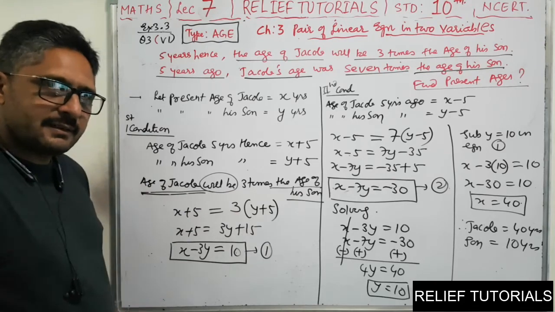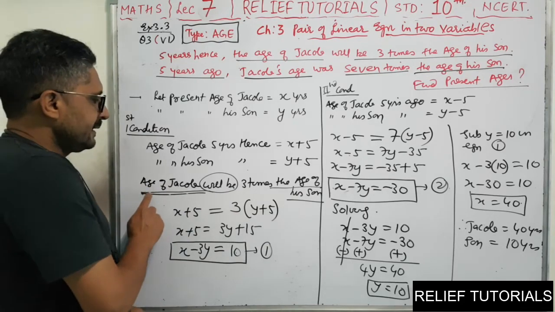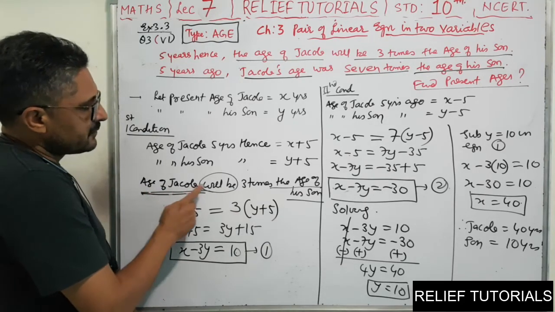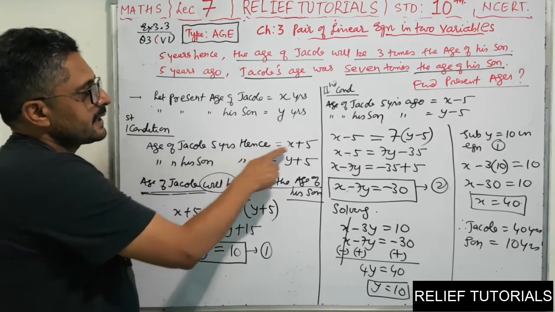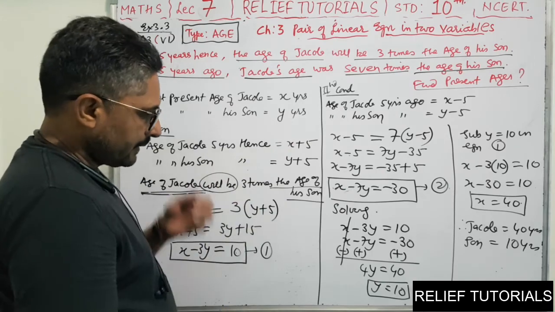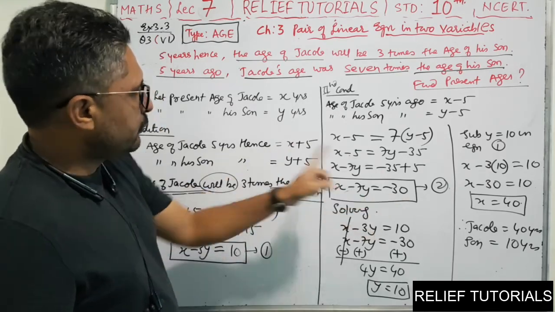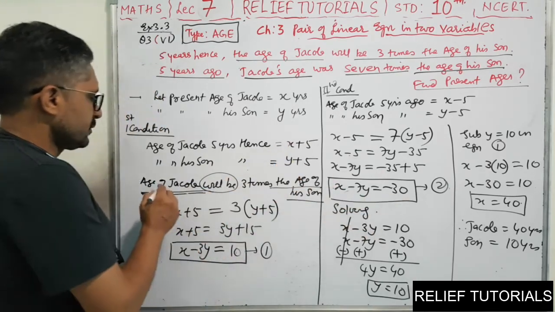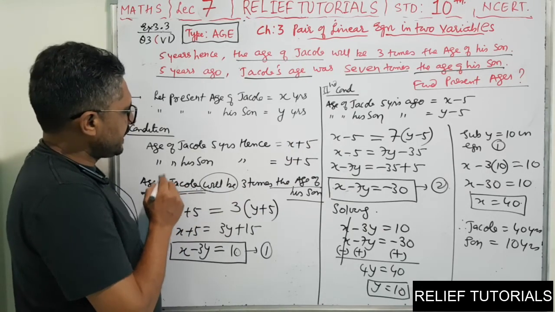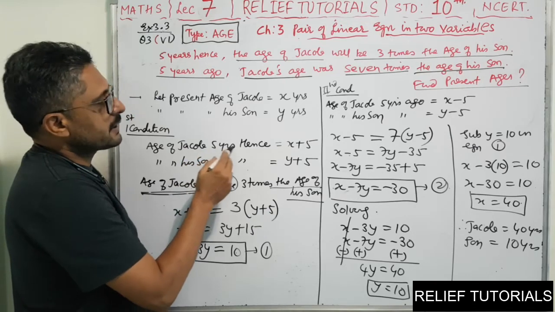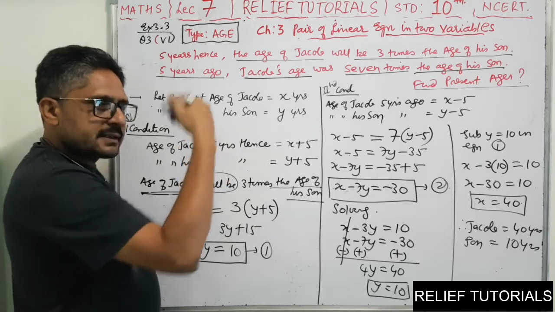See here. What is it talking about? If you want to check the condition, age of Jacob 5 years hence, x plus 5. So x is how much? 40. 40 plus 5, 45. So how much age of Jacob will be there after 5 years? Age of Jacob 5 years hence.